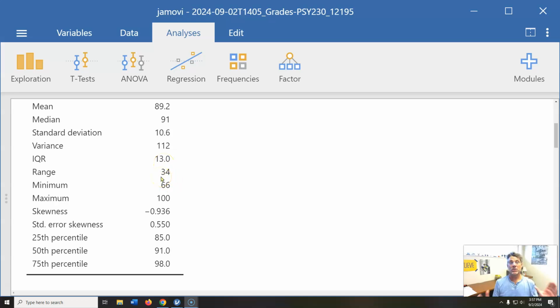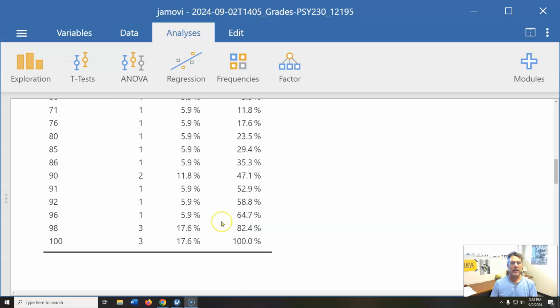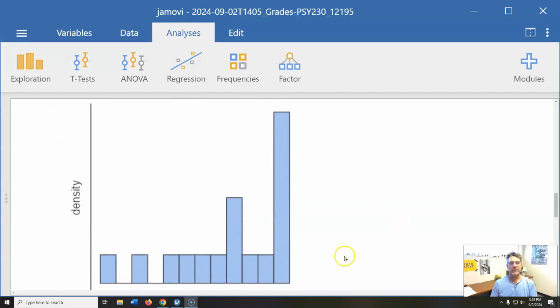The range, so not from the interquartiles, the third and first quartile, but from the highest score to the lowest score. Our highest score, we had a couple of hundreds. Lowest score so far is a 66, so that's a range of 34 points. And then finally, we've got our skewness as a negative 9.936. So this means it's a negative skew. If we look at our distribution here, you can see that.